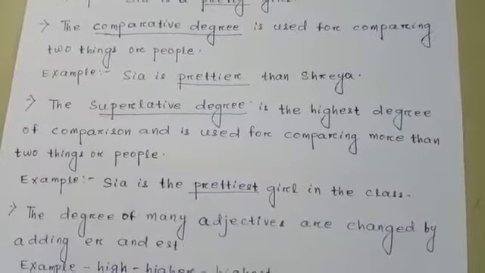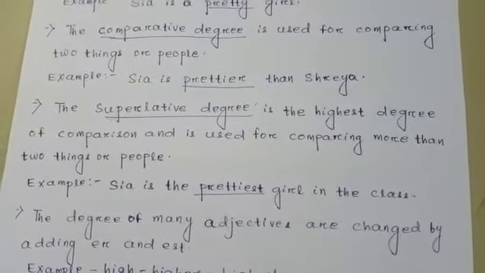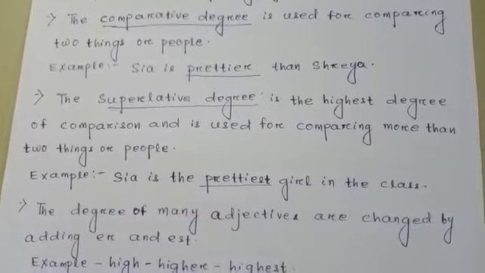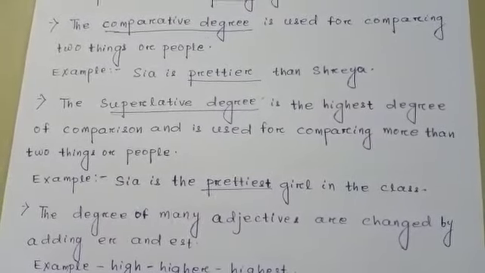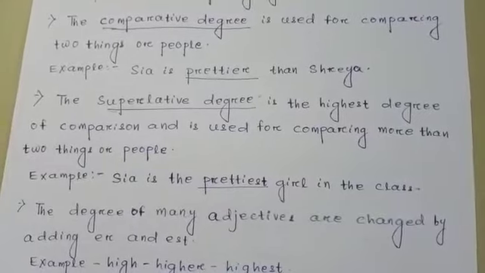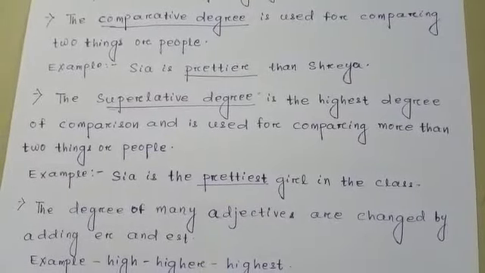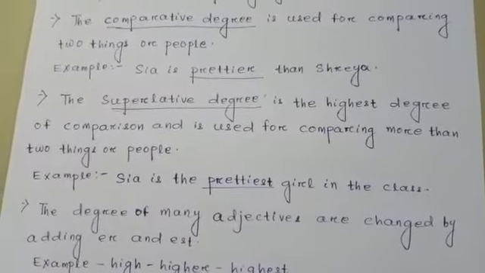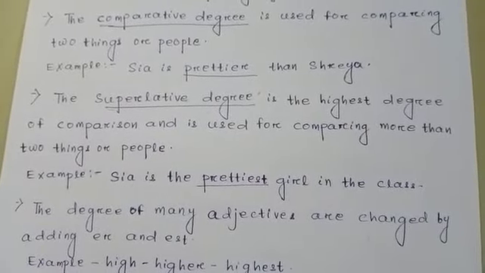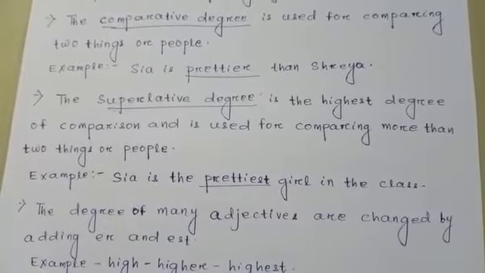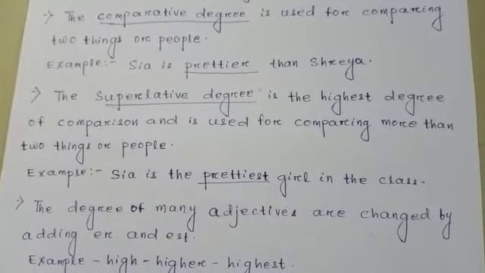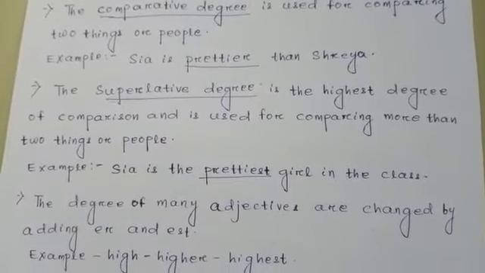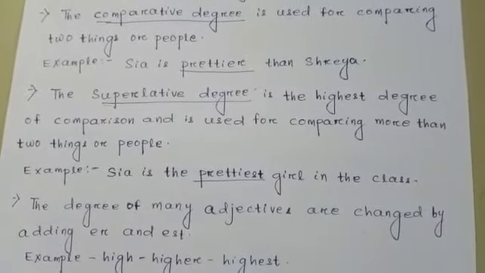Then comes the comparative degree. The comparative degree is used for comparing two things or people. In the comparative degree, the comparison actually starts. So here what you are doing is comparing between two things or people. So here I can say Sia is prettier than Shreya.